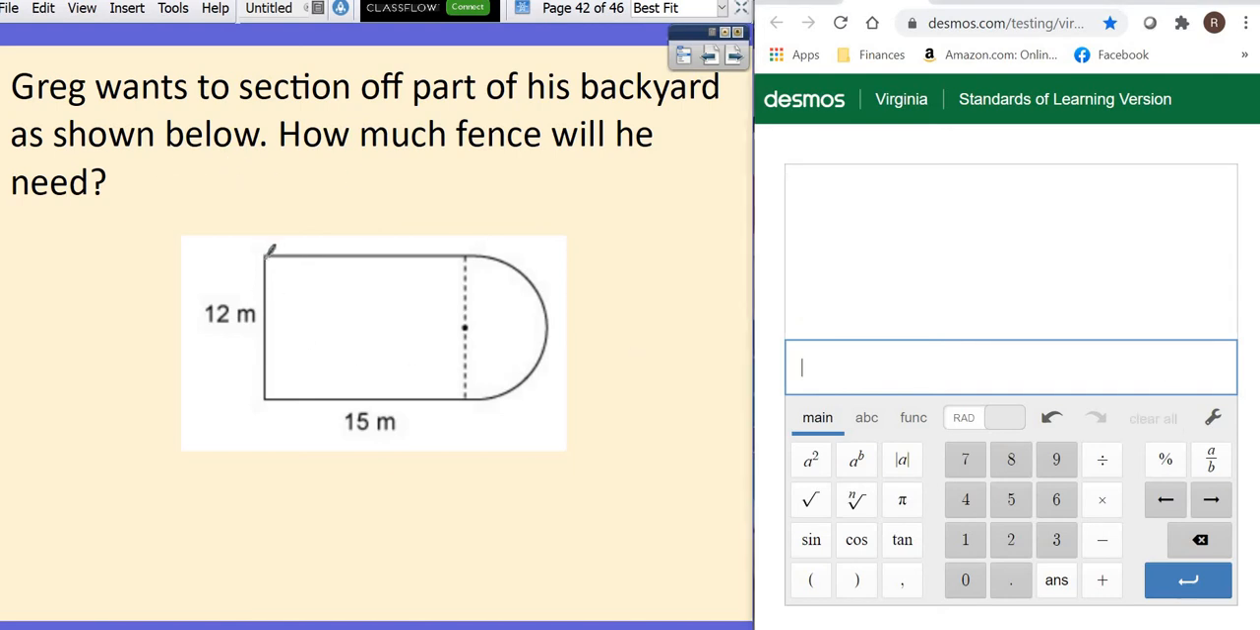So first of all, let's see if we can label anything that we don't have. This is 12, this is 15. So we know this up here has to also be 15. Now this dotted line, we do not count that because it's on the inside, not the outside. And we've got to find the perimeter of a semicircle.